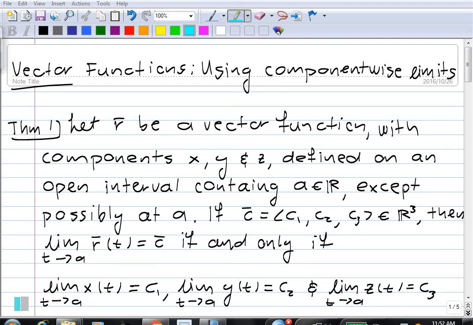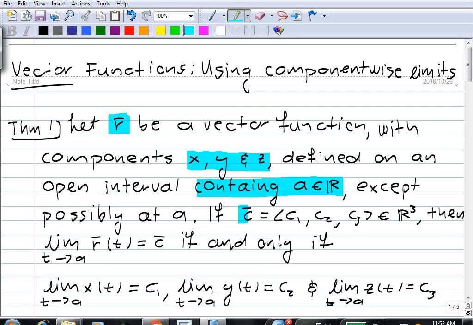Hello. In a previous video we discussed the theorem here on the screen, and in this video I want to show you how this is applied. Alright, so what does the theorem say? Well, we have a vector function r, which is a three-dimensional vector function, so it has component functions x, y, and z, and it is defined on an open interval containing some real number a, but not necessarily at a itself.